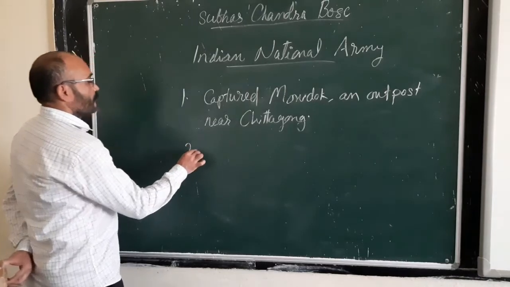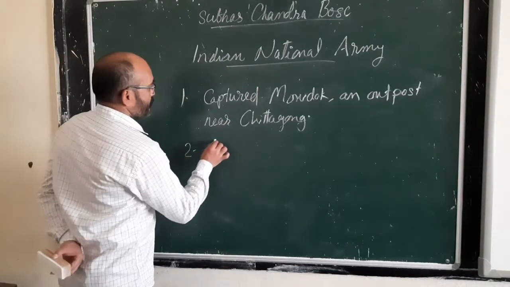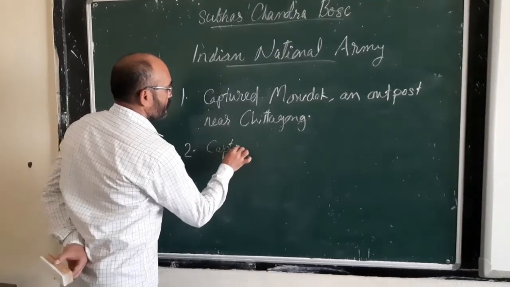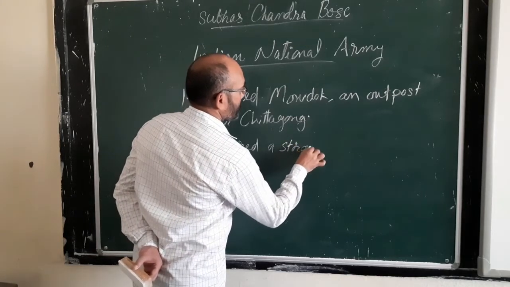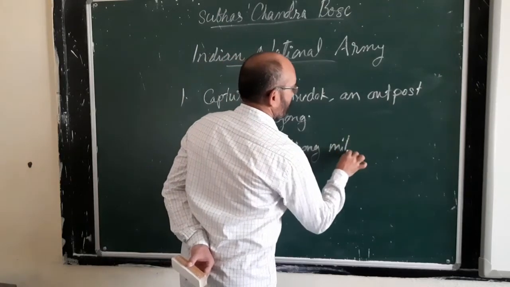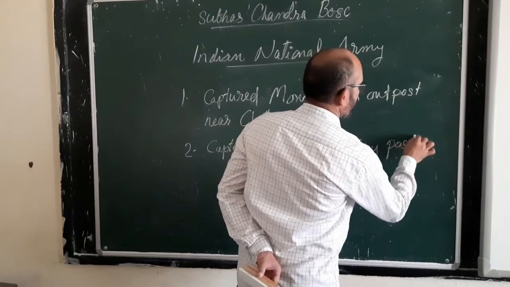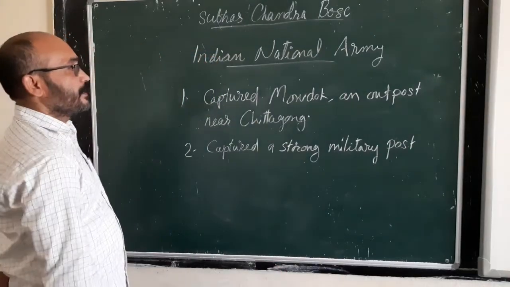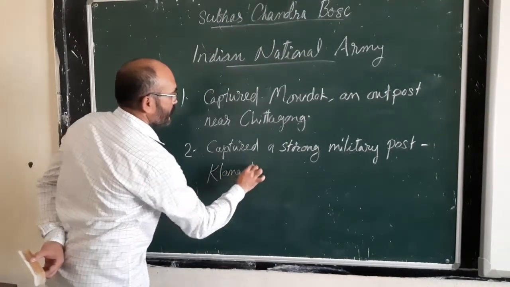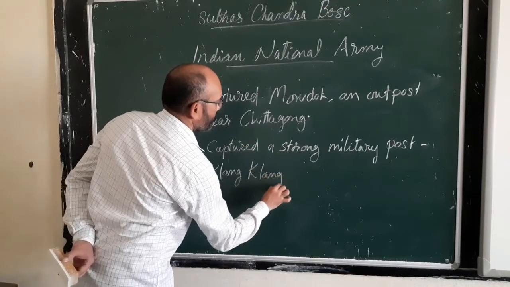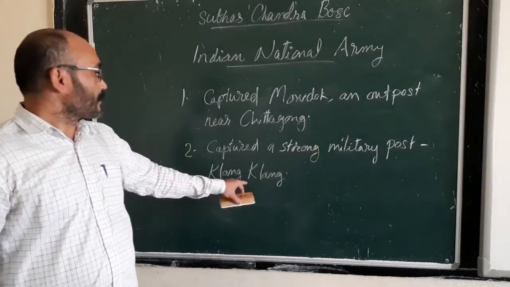Then the second one, it captured another strong military post named Class-10. A strong British military center. What was the name? Class-10. The Indian National Army captured a strong British military post named Class-10.